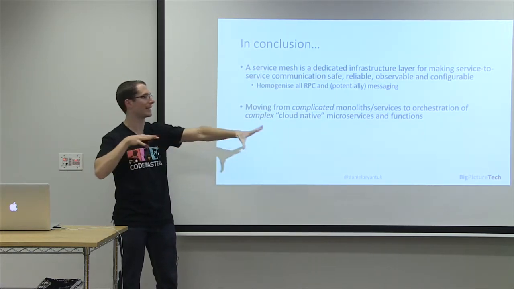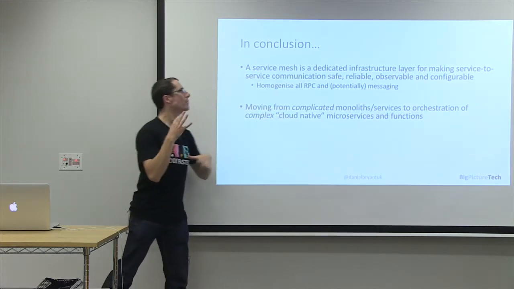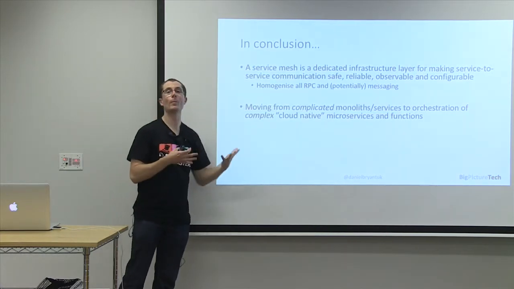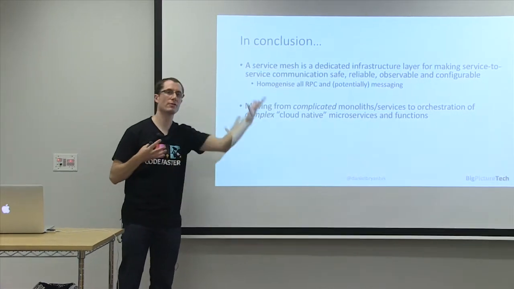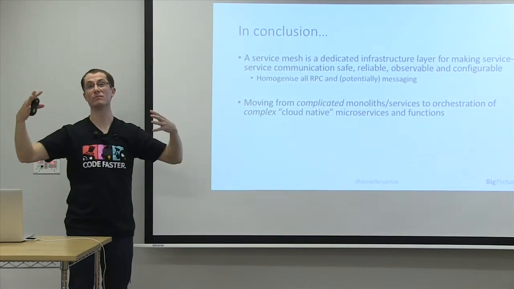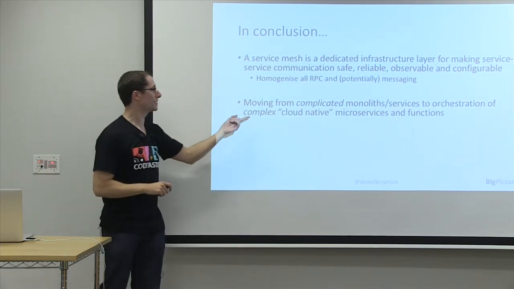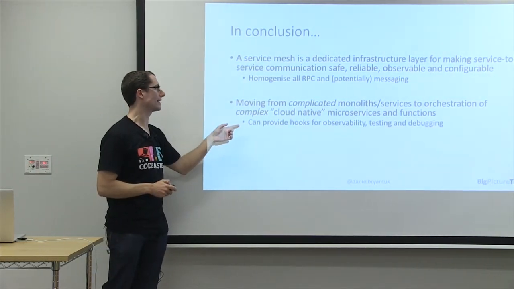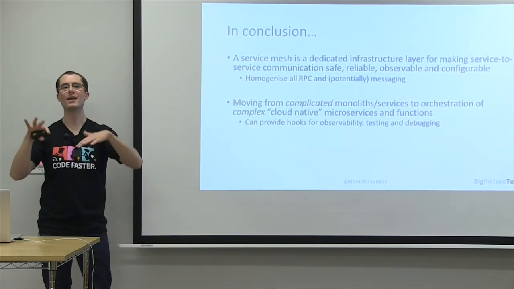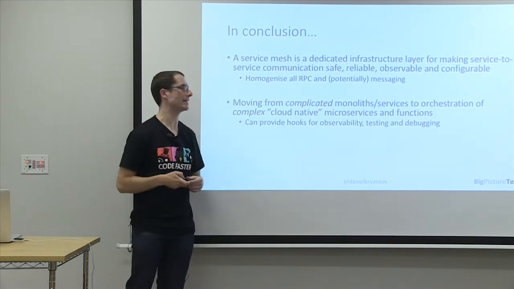We're moving, like I mentioned, from complicated monoliths to the orchestration of what I'm thinking are quite complex systems. I've got some microservices, I've got some serverless, I've got some SaaS in there. There's a lot going on, multi-cloud, all these different things. I find systems I work on now quite hard to understand. And I think things like service meshes can provide the hooks for understandability, observability, testing, debugging, these kinds of things.